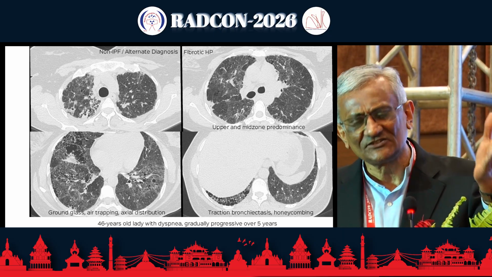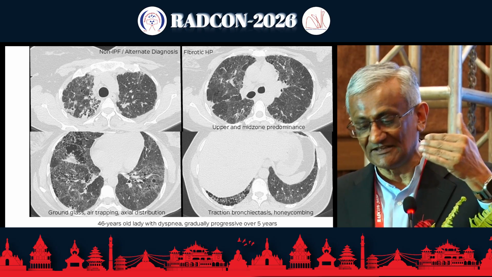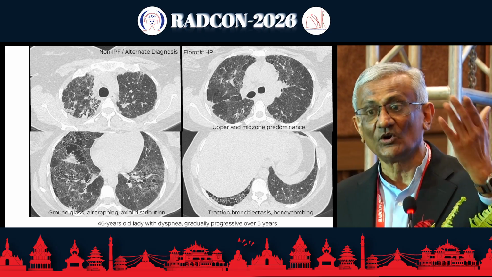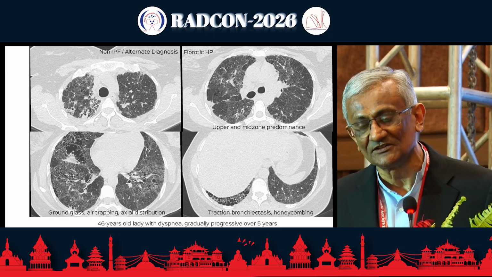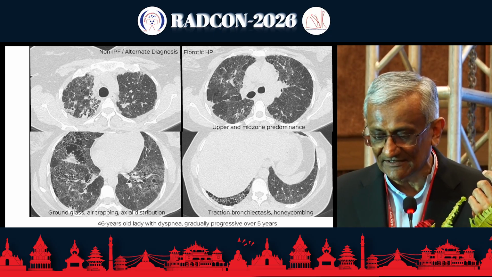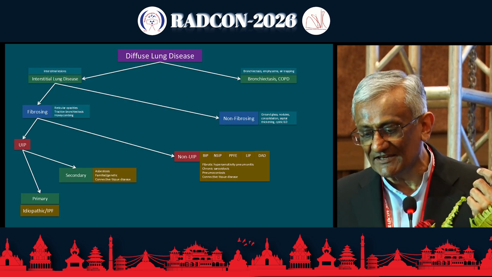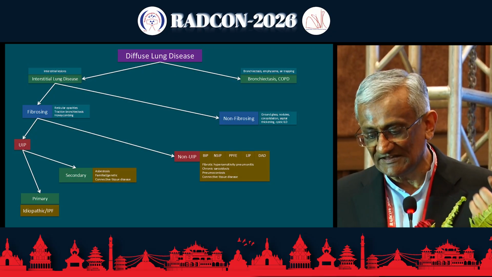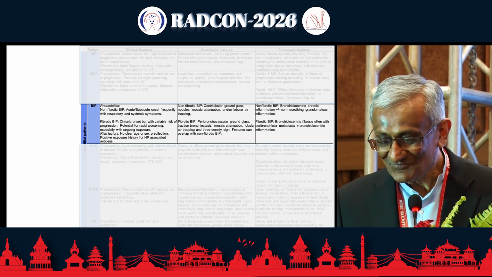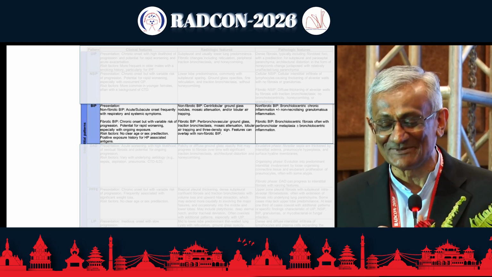And the commonest non-UIP that we would see that looks like this is what we now call the bronchiolocentric interstitial pneumonia, or the BIP pattern. And I'll come to that in a minute. But these are the 5 non-UIP fibrosing ILDs, along with chronic sarcoid pneumoconiosis. So that's the definition of the BIP pattern.